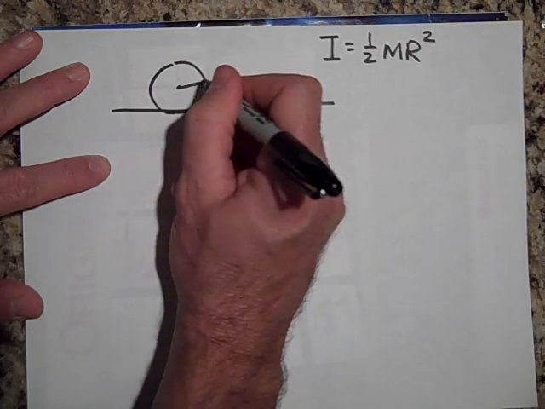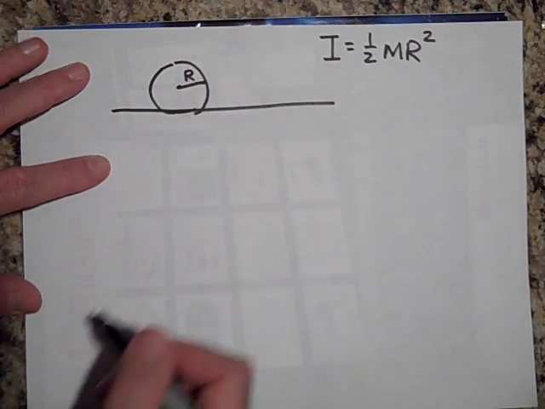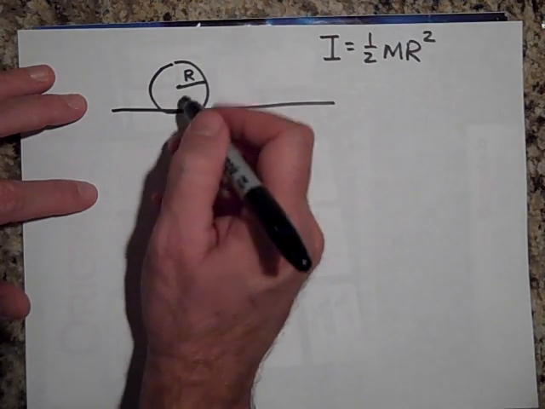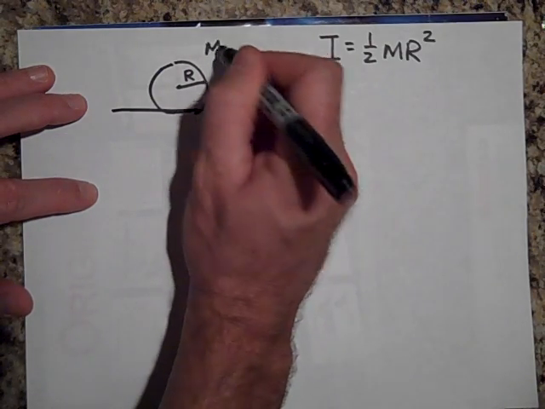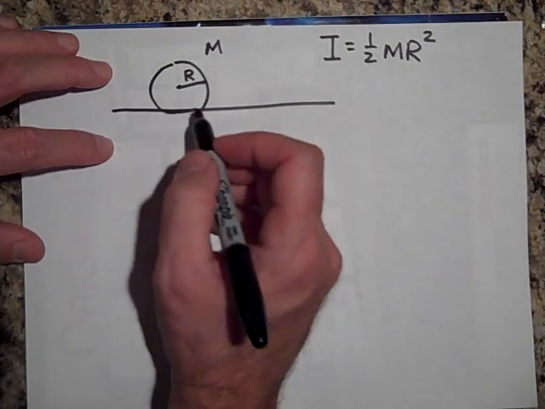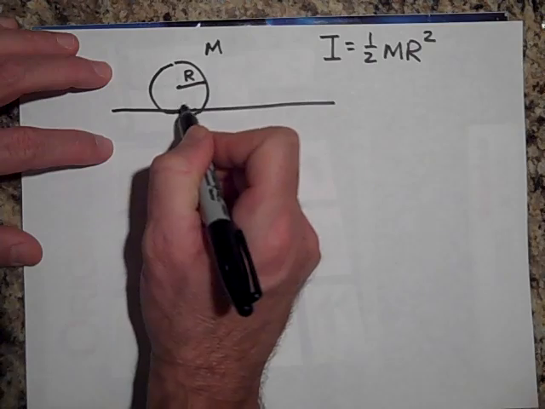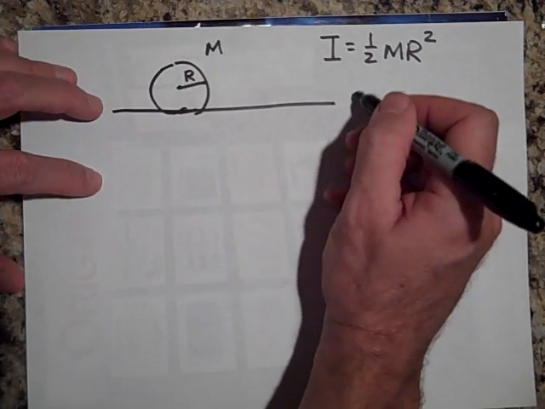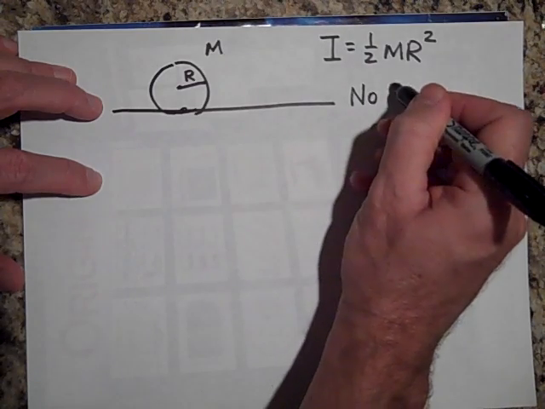Let's make this R. And let's make, I don't mean for this to be deformed at all. And that's a mass M. And I want you to see something. As this rolls along, if there's no slipping, and that's a big if, we're going to assume no slipping.